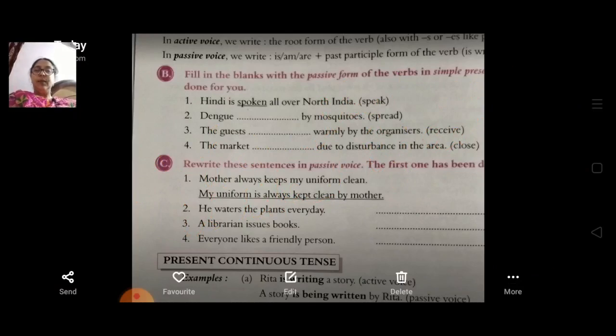Now in the first one we have done, he waters the plants every day. The plants are watered every day by him. In the second we have done, a librarian issues books. Books are issued by a librarian. In the fourth one we have completed, everyone likes a friendly person. A friendly person is liked by everyone. So now let's move to the next exercise.